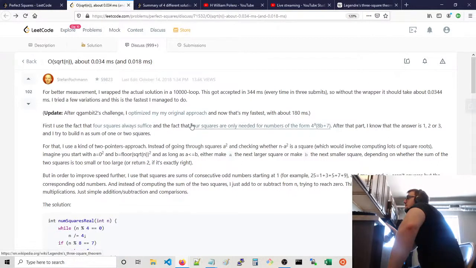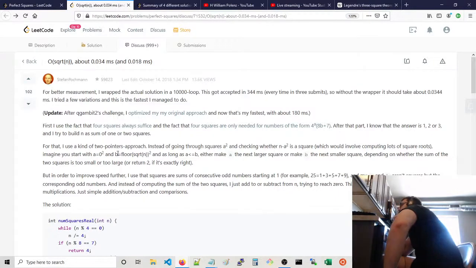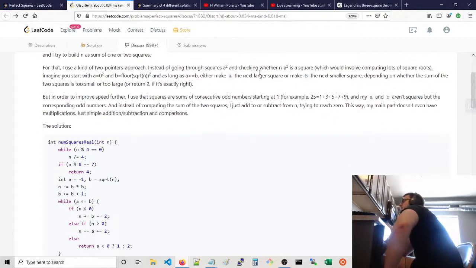Always suffice, and 4 squares only needed for numbers of this form. I know the answer is 1, 2, or 3, and I try to build n as a sum of 1 or 2 squares. For that, I use a kind of 2 pointers approach instead of going through squares a squared and checking whether n minus a squared is a square, which would involve computing lots of square roots. Imagine you start with a equals 0 squared and b equals the floor of the square root of n squared. As long as a is less than or equal to b, either make a the next larger square or make b the next smaller square, depending on whether the sum of the 2 squares is too small or too large. Return true or 2 if it's exactly right.